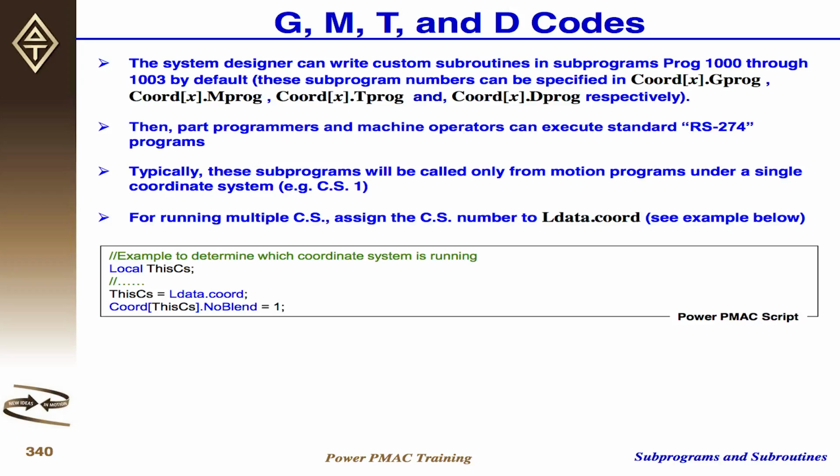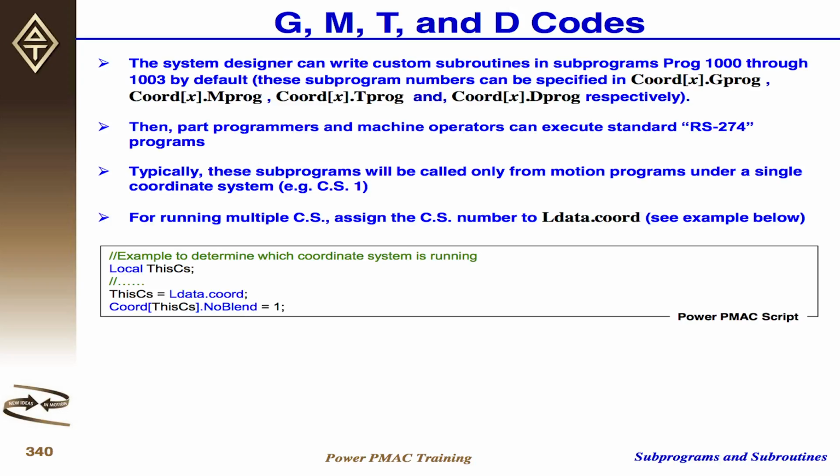But I don't see any reason to change these numbers, that they're in default program 1000 through 1003. So all the standard G codes and M codes are not there. You're going to write the subroutine. The integrator, I should say, should interpret these G codes as they want.